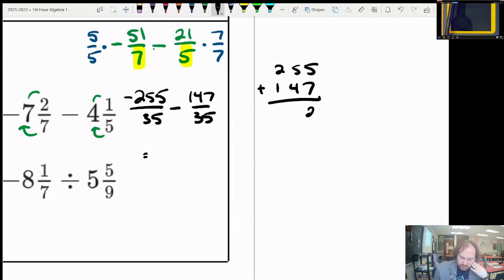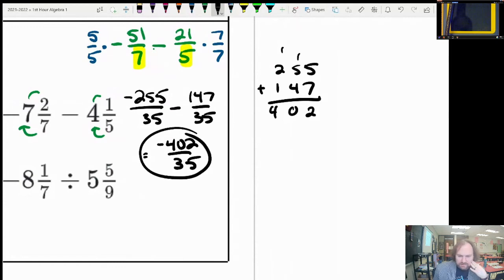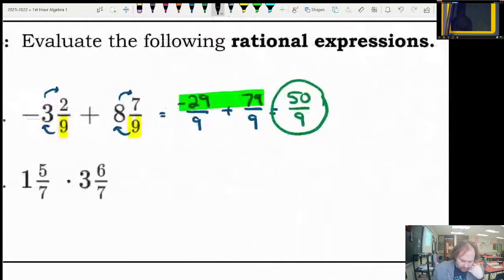5 plus 7 is 12. That's going to be a 0. It's going to be a 402. So we're going to have negative 402 over 35, and God help us if that simplifies. I don't care. So that's that. That's a terrible question, but hey, that's the way it goes.